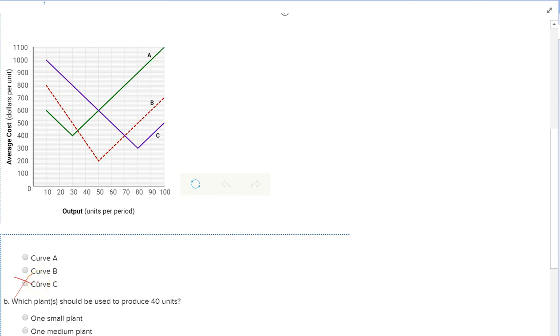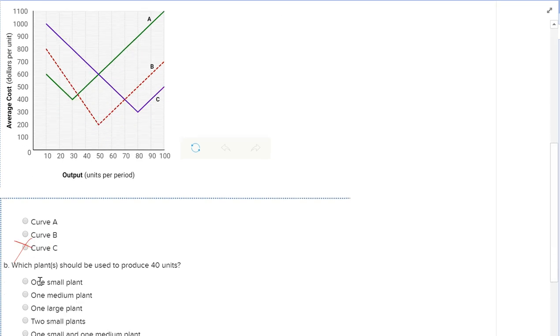I don't know if yours will appear differently. I know there's an algorithmic version of this, so if you get a different one, use the same understanding of that. B says which plants should be used to produce 40 units.